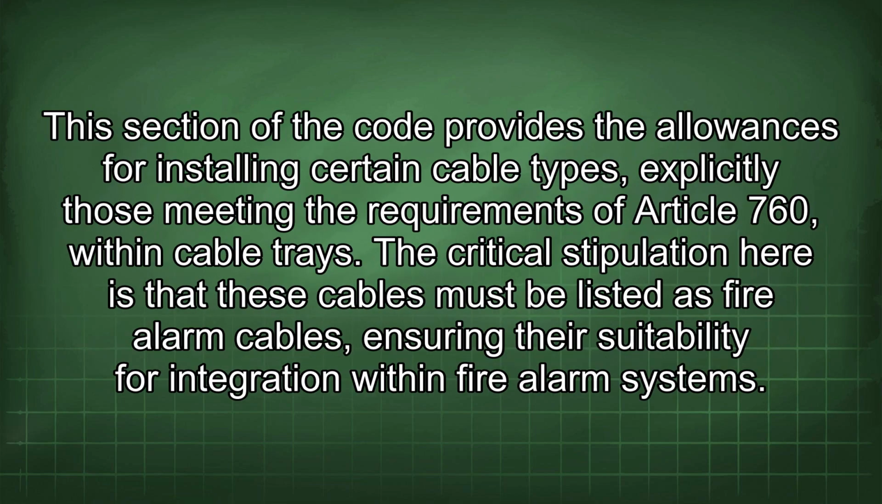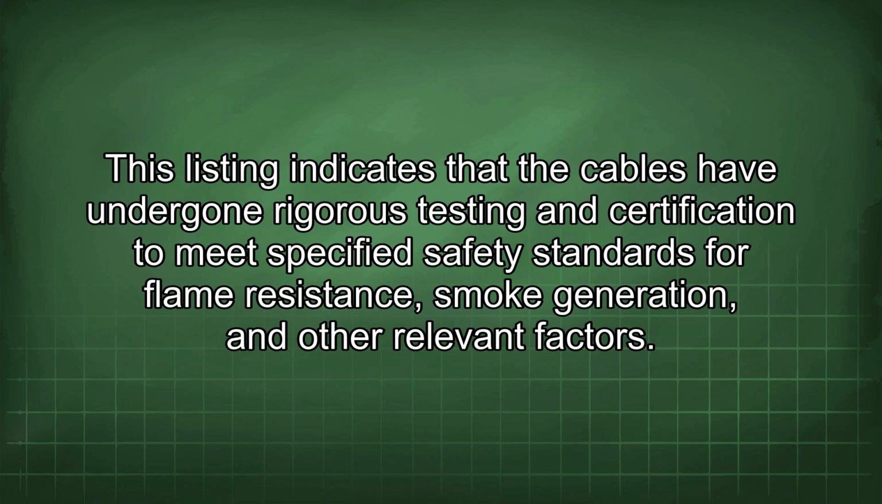This section of the code provides the allowances for installing certain cable types, explicitly those meeting the requirements of Article 760 within cable trays. The critical stipulation here is that these cables must be listed as fire alarm cables, ensuring their suitability for integration within fire alarm systems. This listing indicates that the cables have undergone rigorous testing and certification to meet specified safety standards for flame resistance, smoke generation, and other relevant factors.